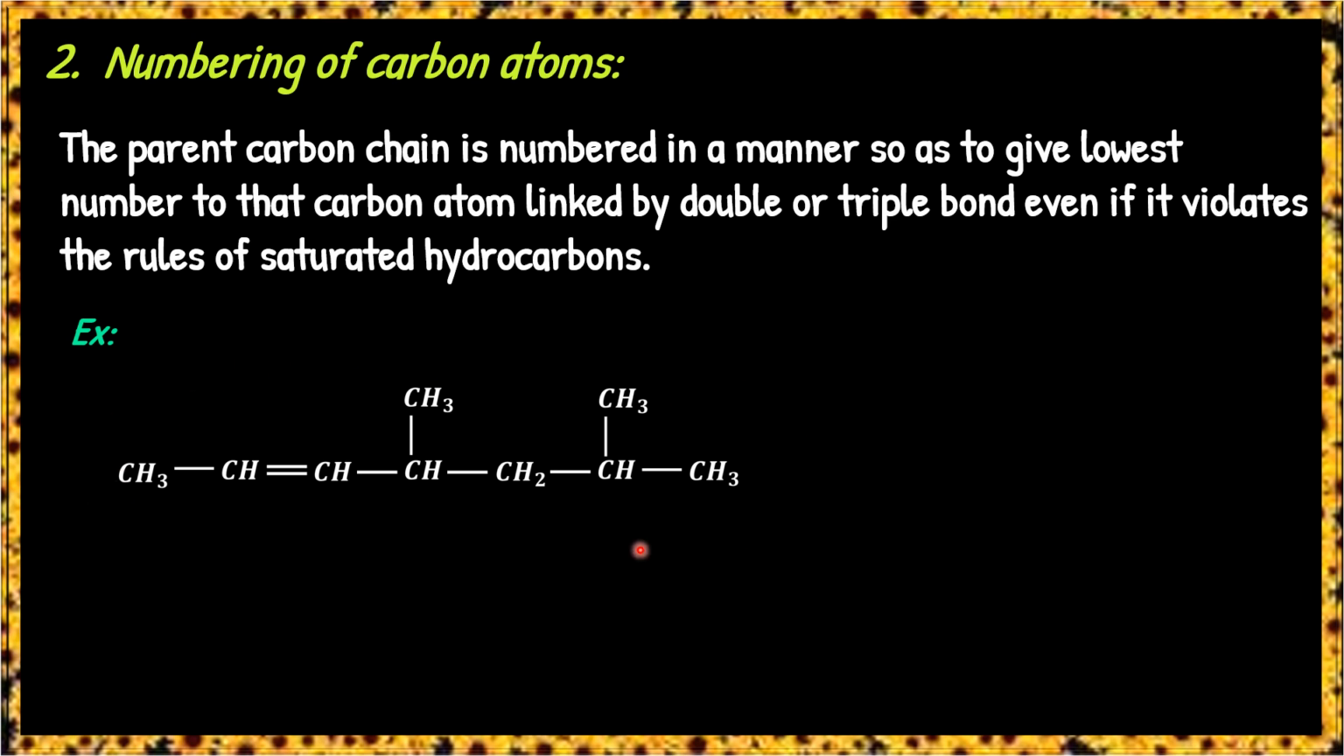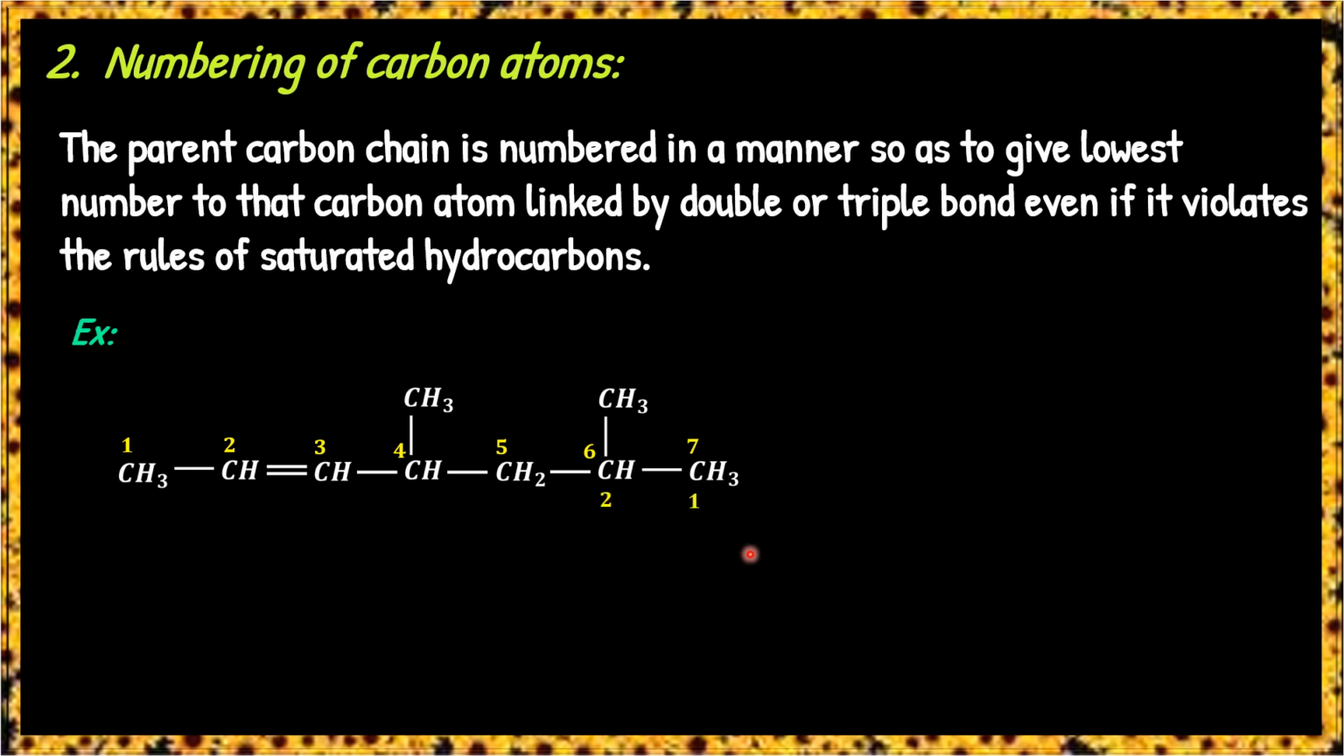So this is an organic compound containing one double bond here. So this is the longest chain of carbon atoms. That means this is the parent chain. This parent chain is numbered either from left to right or from right to left. See here.